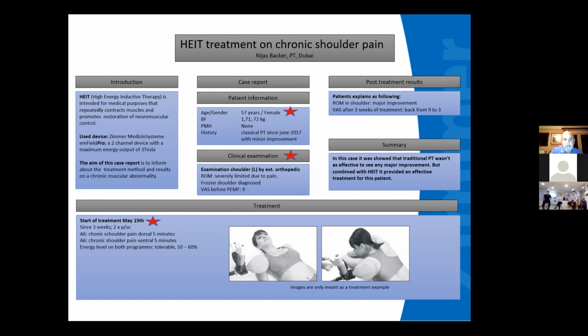She received for 3 weeks, twice a week, 5 minutes to the posterior shoulder, 5 minutes to the anterior shoulder at an energy level of 50 to 60%. The range of motion in the shoulder dramatically improved. Her pain went from a 9 to a 3. Our summary is this: in cases where traditional physiotherapy wasn't enough or not as effective, combined with high energy inductive therapy proved to be effective and take them over the top to rehabilitation.